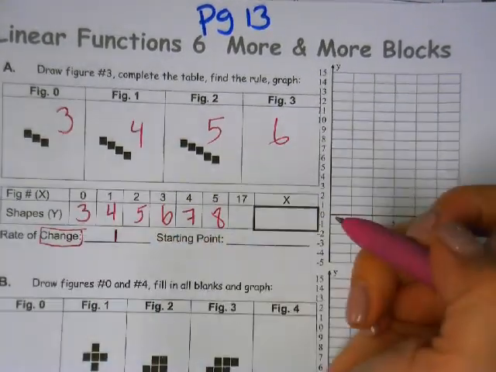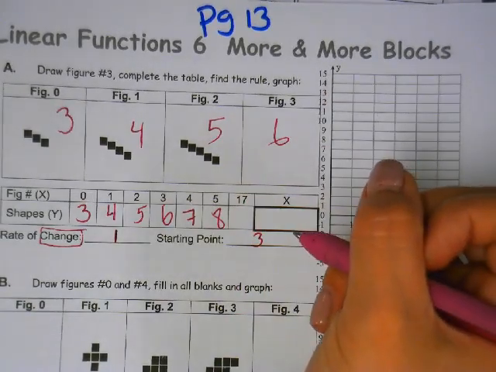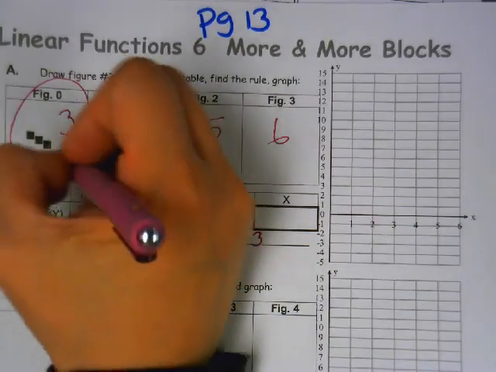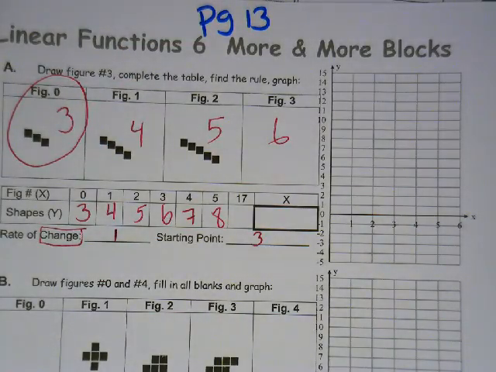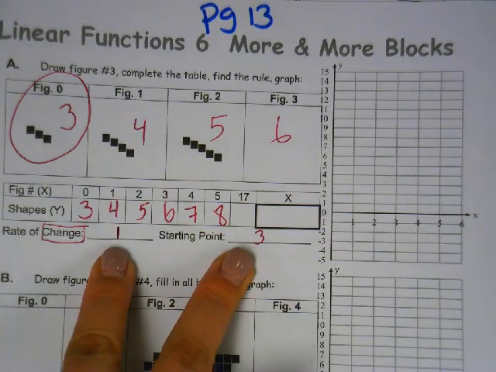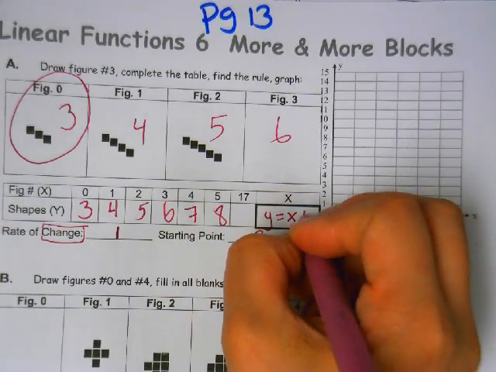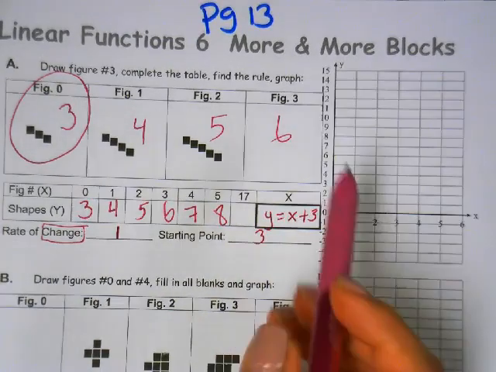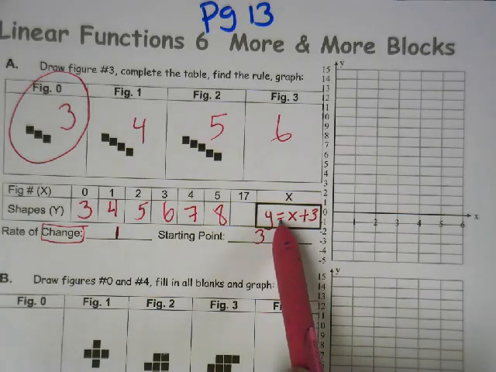What is my starting point? Where do I find my starting point? Figure 0. So whatever figure 0 is, that is going to be your starting point. So now that you have these two pieces of information, you can now write your equation. What would be your equation for this problem? Y equals x plus 3. Very good. Do I need to write the 1? No. It's invisible. It's there, though. Every time you see just an x, there's a 1 in front of it, plus 3.